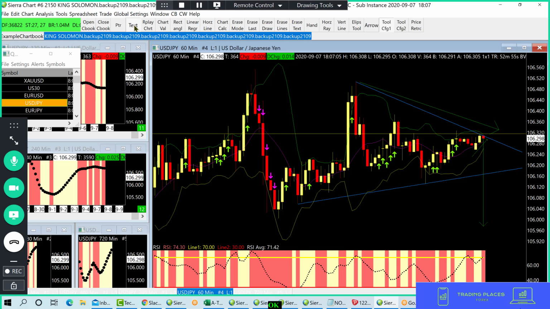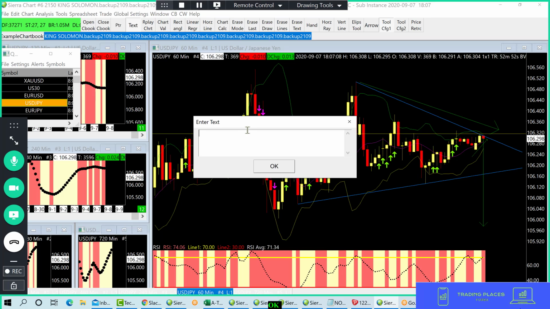So let's put some text here. What I'm going to put is: wait for volume and signals. It has the potential for going short. So it's moving short right now.